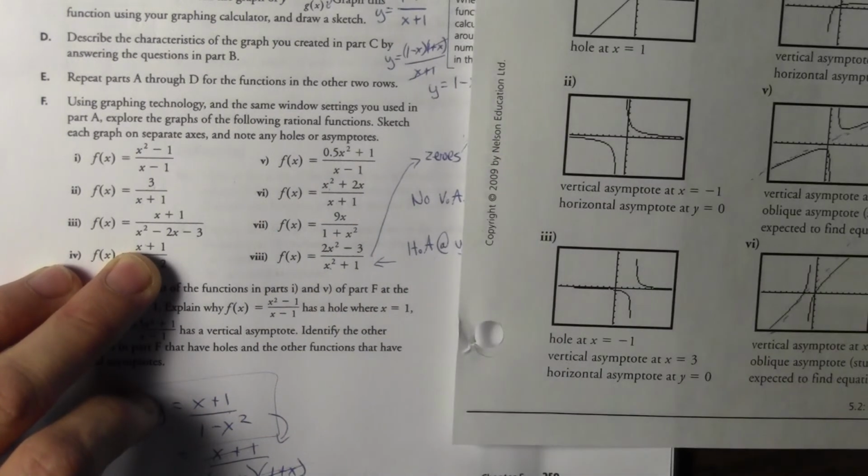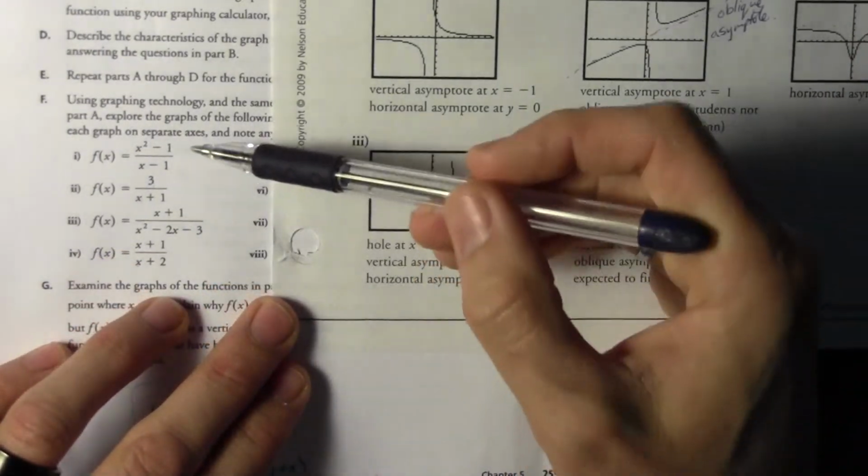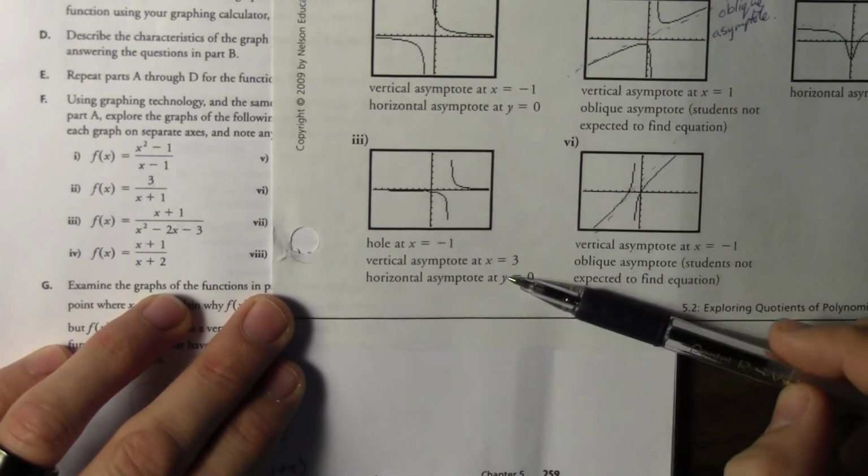So again, I'm going through the different examples and I'm looking for the patterns. And that's basically what the investigate is, right? We graph all of these on a graphing calculator. We come up with the graphs and then we identify the patterns.